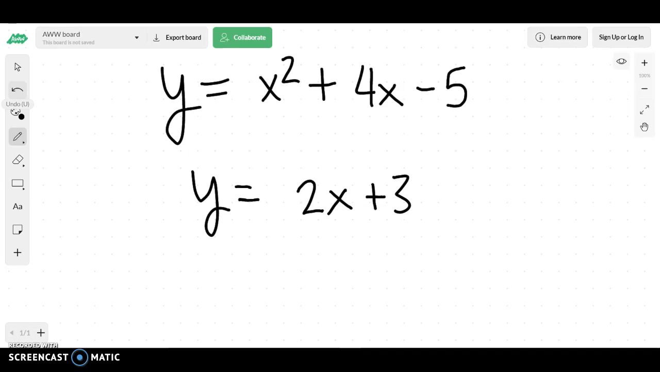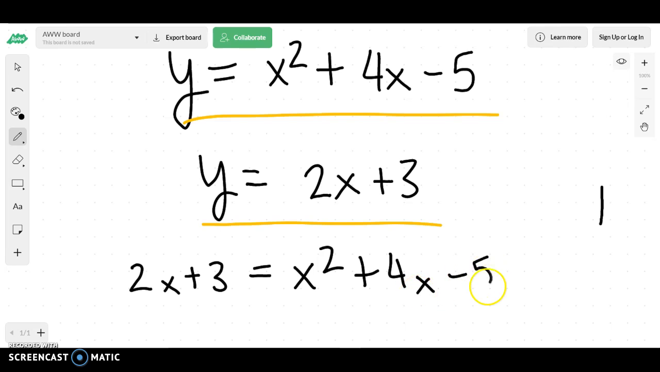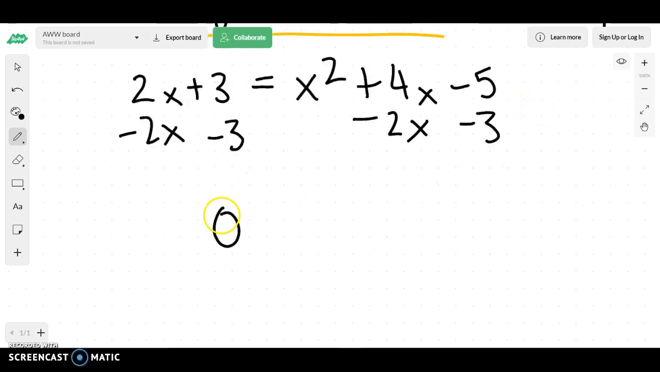Okay, so let's say they now want to find the intersection between this and this. If I want to find the intersection between these two things, what I would end up doing is I would set them equal to each other. So I would have 2x plus 3 is equal to x squared plus 4x minus 5. We'll then move everything to one side to help ourselves out. So I'm going to get rid of the negative 2, and I'm going to get rid of the negative 3. It's going to give me 0 equals x squared plus 2x minus 8.